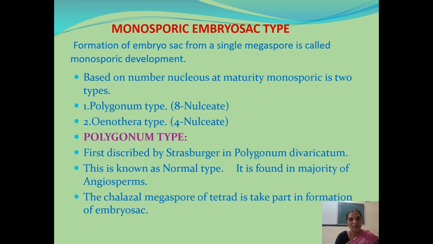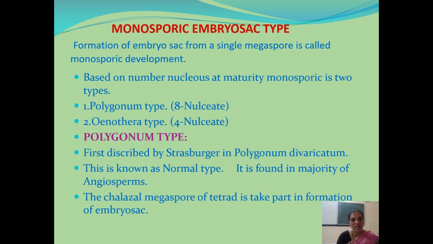Let us see the first type of embryo sac development, the monosporic embryo sac type. The formation of the embryo sac from a single megaspore cell is called monosporic development. Based on the number of nuclei at maturity, monosporic is again divided into two types. First one is polygonum type, having 8 nuclei. Second one is enothera type, having 4 nuclei.